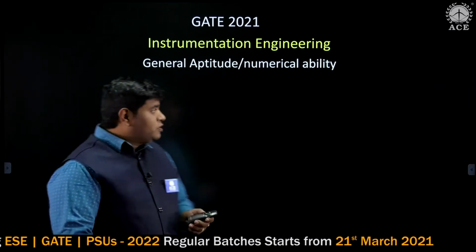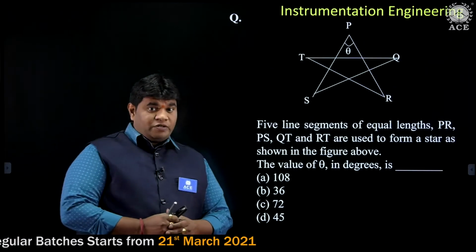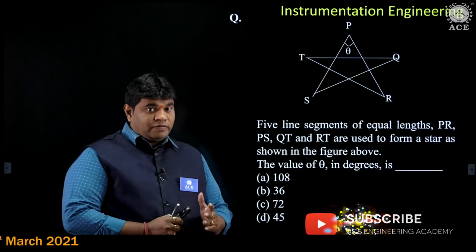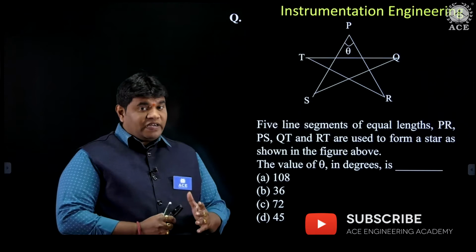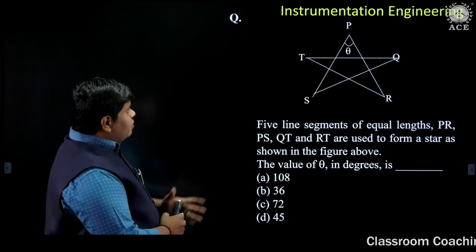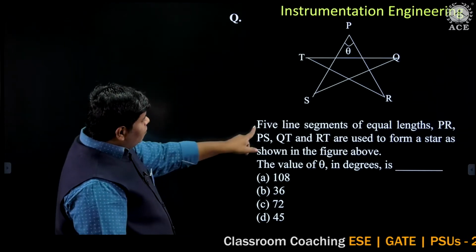So, see the first problem. Spatial aptitude or plane geometry, and data interpretation, reasoning and simplifications. This is the syllabus according to the latest. This problem, observe the diagram.